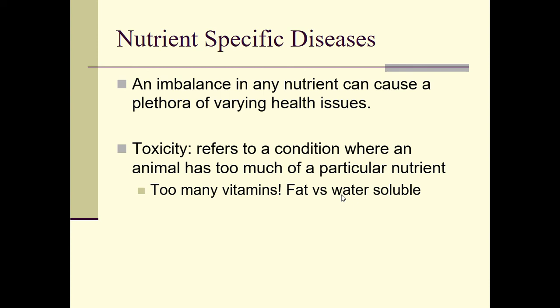Fat soluble vitamins, however, A, D, E, and K, an animal can get a toxicity on because those get stored in the fat cells and those don't go away or burn up easily. So over time, an animal can accumulate too many of those vitamins and can make them very sick.